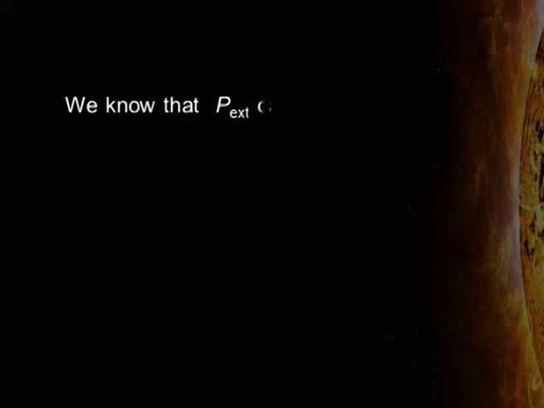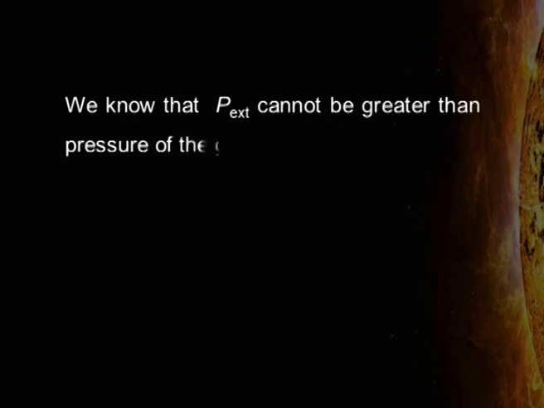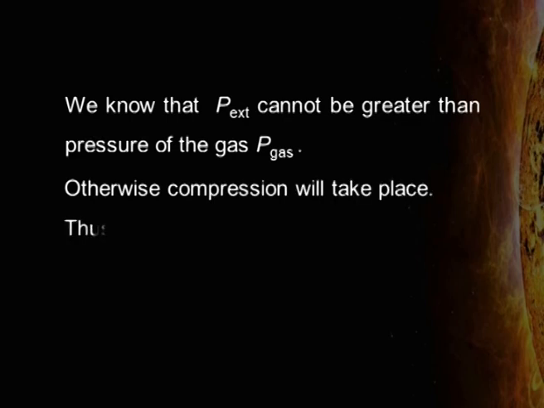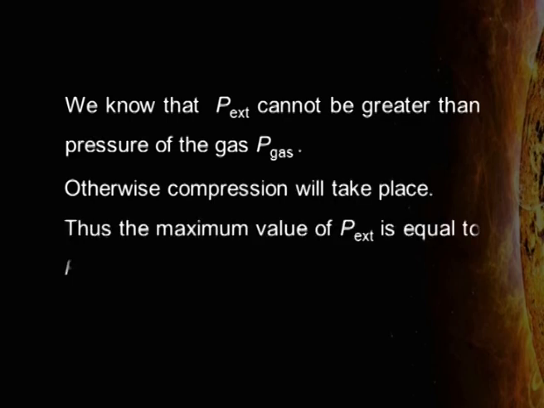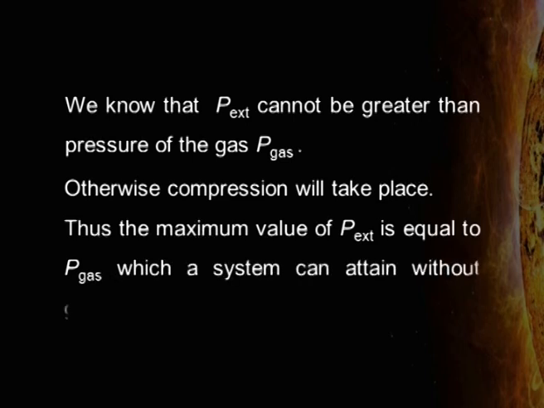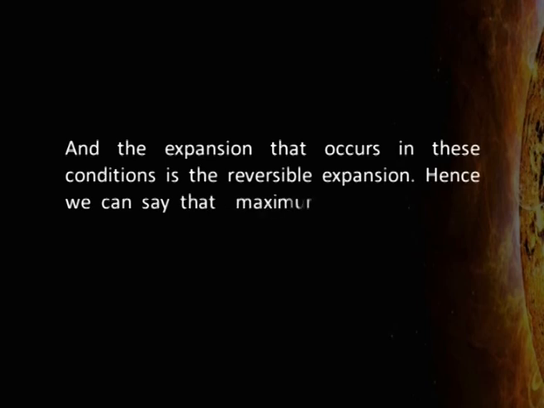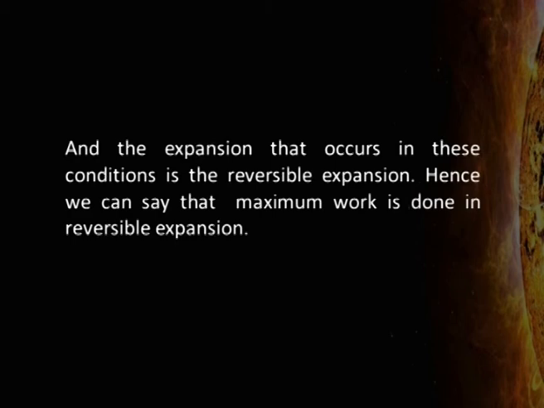We know that P external cannot be greater than pressure of the gas P gas, otherwise compression will take place. Thus, the maximum value of P external is equal to pressure of the gas which a system can attain without going to compression, and the expansion that occurs in these conditions is the reversible expansion. Hence, we can say that maximum work is done in reversible expansion.